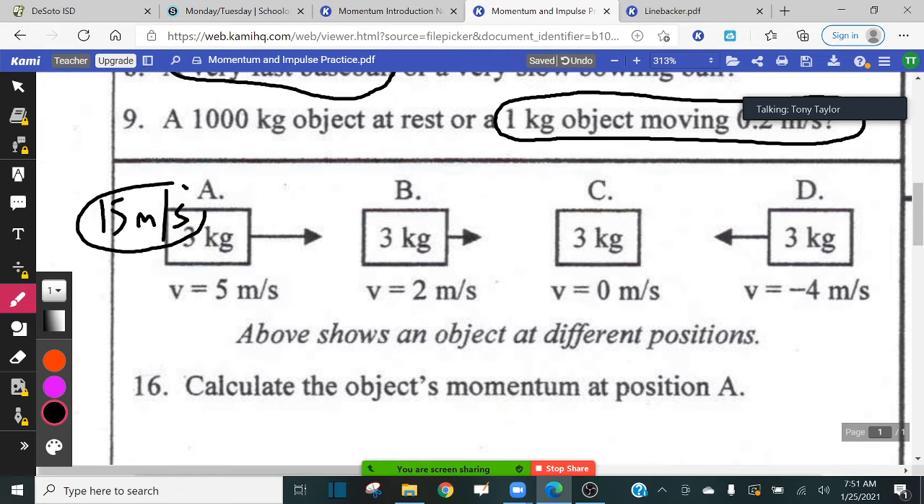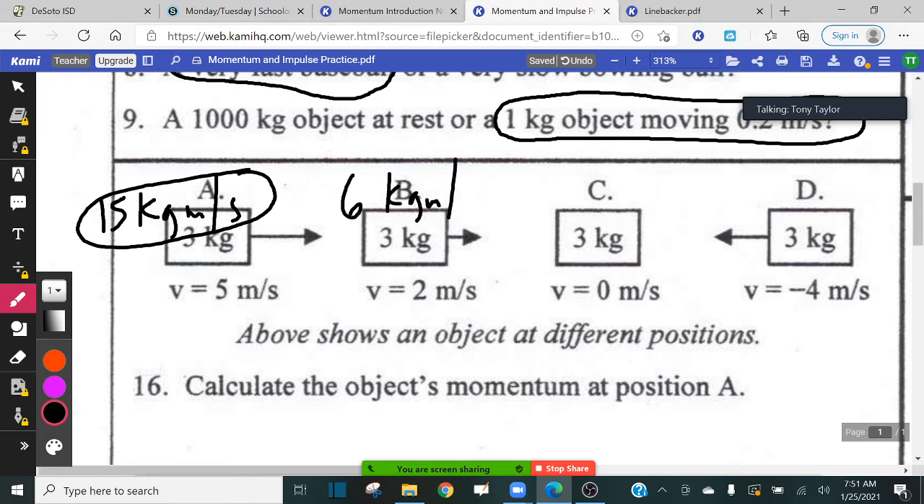I'm sorry, those units are wrong. The units for momentum are kilogram meters per second, so it's 15 kilogram meters per second. Let me make sure I get that right. So that's the object's momentum at position A. What is its momentum at position B? Well, let's multiply. Let's find out here. So 3 times 2, that is 6 kilogram meters per second.